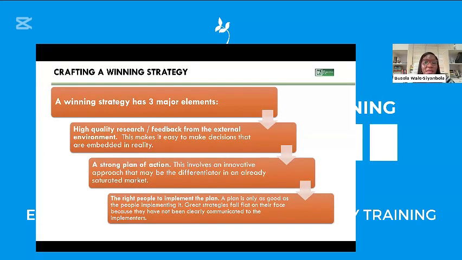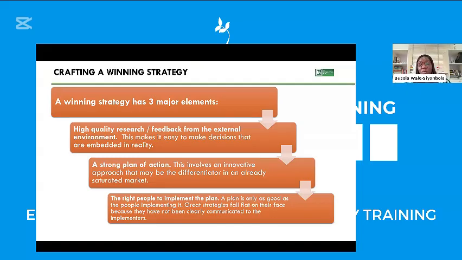Okay, we'll go ahead. Now, just a few things to note when you are planning to start a business or you are currently running a business, depending on the scale at which it is. It's always important to ensure that in your business or as you plan to start, you have a winning strategy. And the winning strategy has 3 key elements. 1 is high quality research or feedback.